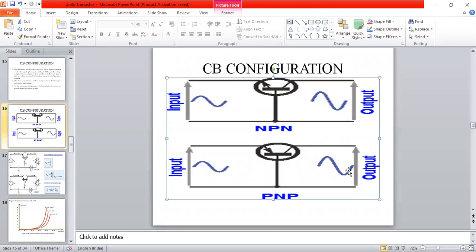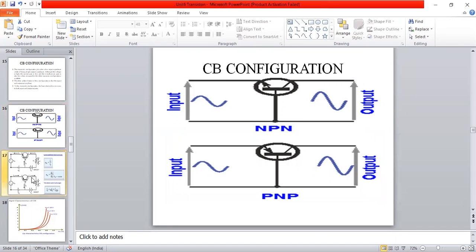Because the output is connected to the collector here, yes or no? Yes, sir. At the collector side only we are going to get that, because we already told that it will collect the electrons and holes here. The collector collects the electrons, but the emitter emits them.